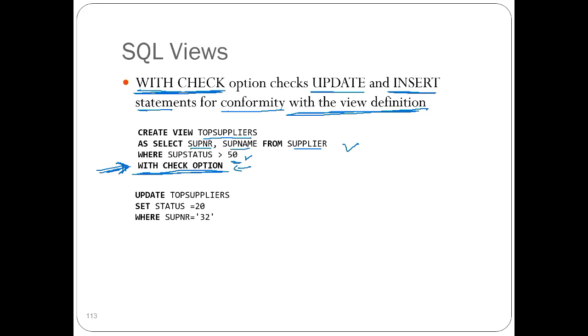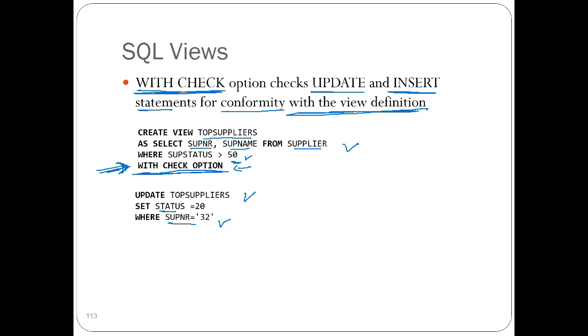Now let's look at it. We want to update this view, and how are we updating? We are saying, let's update the view that you have defined. We'll set the status to 20 for supplier 32. Is there any problem here? Should this be allowed? Let's start with that.